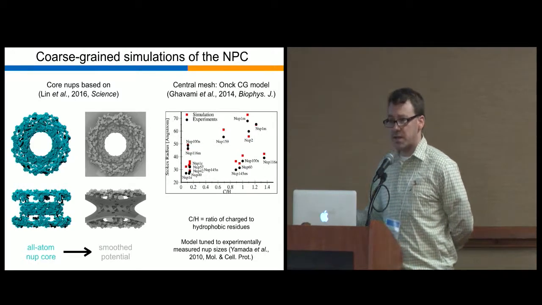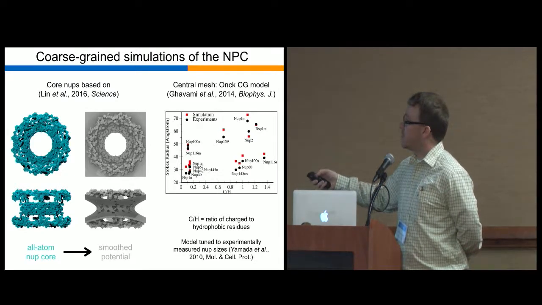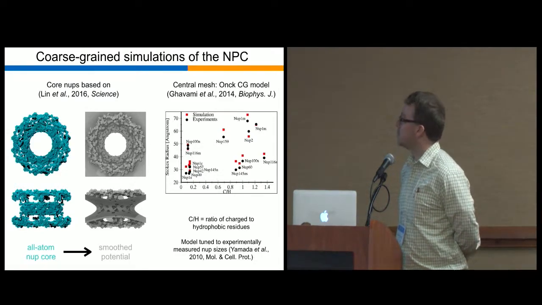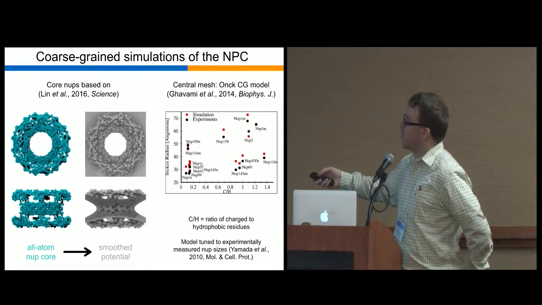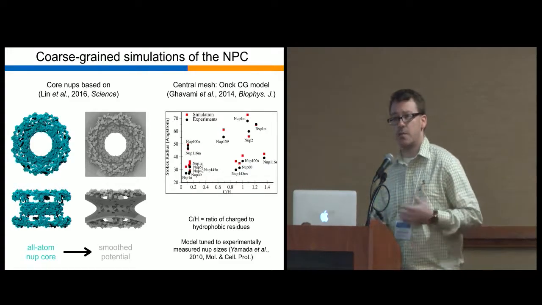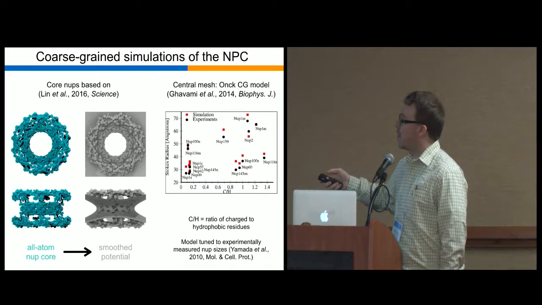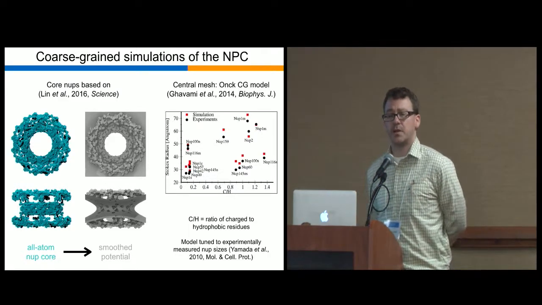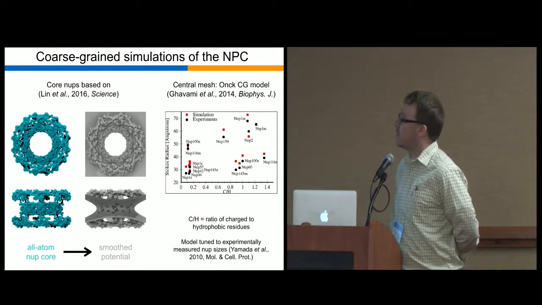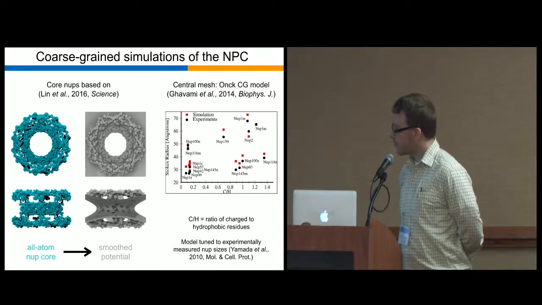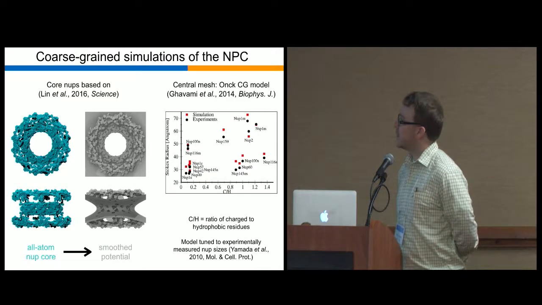And the reason we chose that is because it was specifically designed for these nucleoporins. The red is simulation and the black is experiment. What they tuned against was Stokes radius, which is one measure of the size of the protein. They plotted it on the x-axis with a charge to hydrophobic ratio, and you can see that there are quite a few NUPs that are much more hydrophobic than they are charged. And this is the data set from 2010.